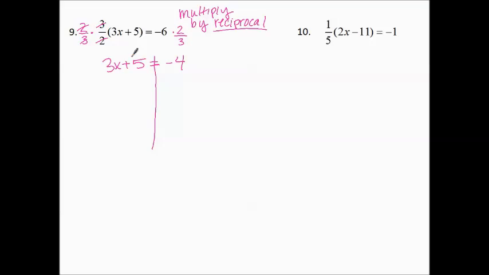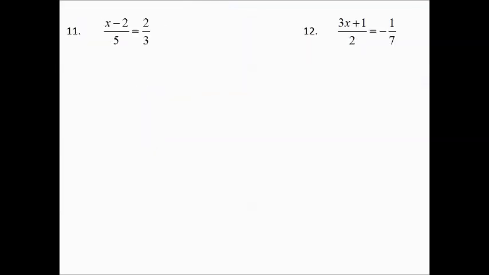So again, I want to get rid of my 5 first. When I have plus 5, I want to do the opposite, which is subtract 5. 3x is equal to minus 4 minus 5, which is negative 9. My last step is to divide both sides by 3. x is equal to negative 9 divided by 3, which is negative 3.